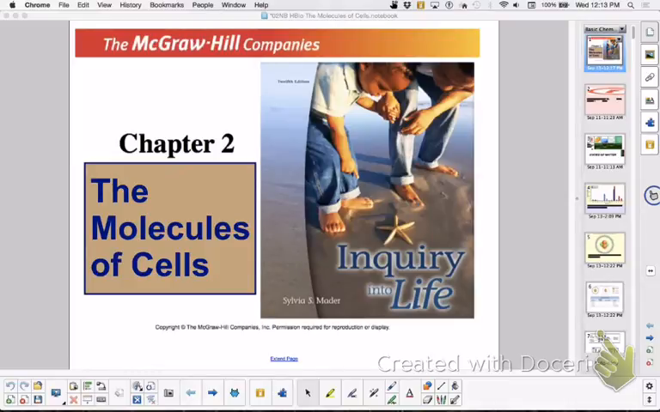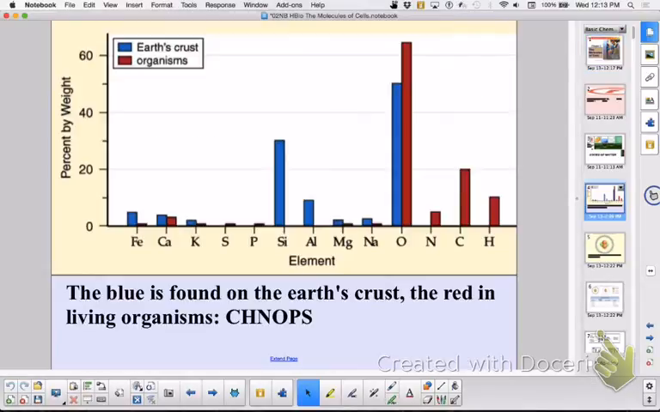So I want to start off with CHNOPS. What is CHNOPS? Remember that? Carbon, hydrogen, what? Nitrogen, oxygen, phosphorus, sulfur. Why do we even care about CHNOPS? Those are the most common what? Elements in living things, okay?